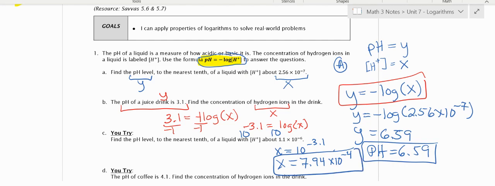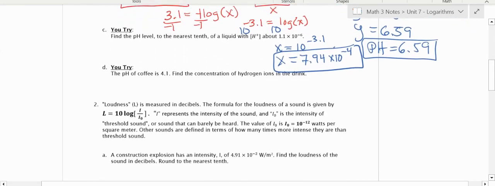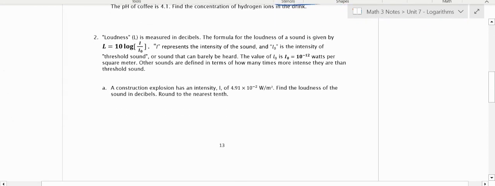And that would be my final answer. So it's a pretty small value. The U-tries, we're going to have you try out, but it's almost the same thing.